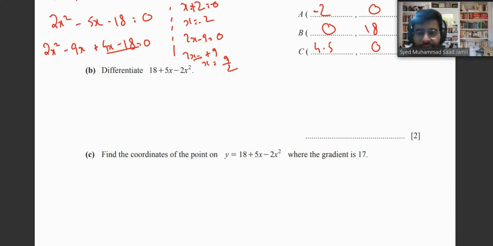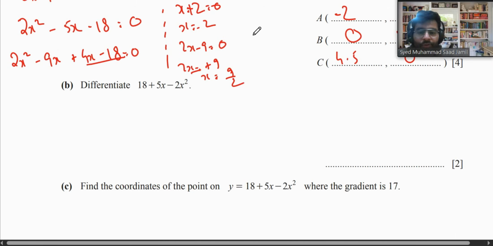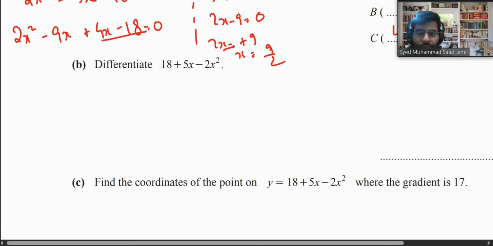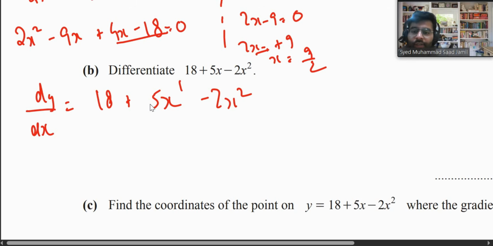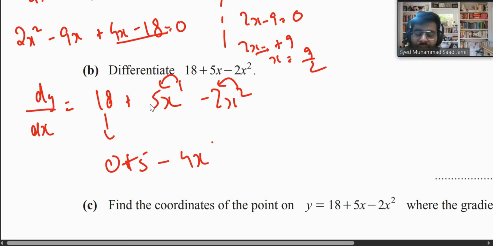Now the question says differentiate. If you guys want to learn differentiation in detail, watch my video on my YouTube channel. For differentiation, we do dy over dx. So look, 18 plus 5x to the power 1 minus 2x square. Since 18 has no x, it will become 0. 1 multiplied by 5 is 5, so just plus 5. And minus 2 multiplied by 2 is 4, 4x, and we just keep one power less. So this becomes 5 minus 4x to the power 1.